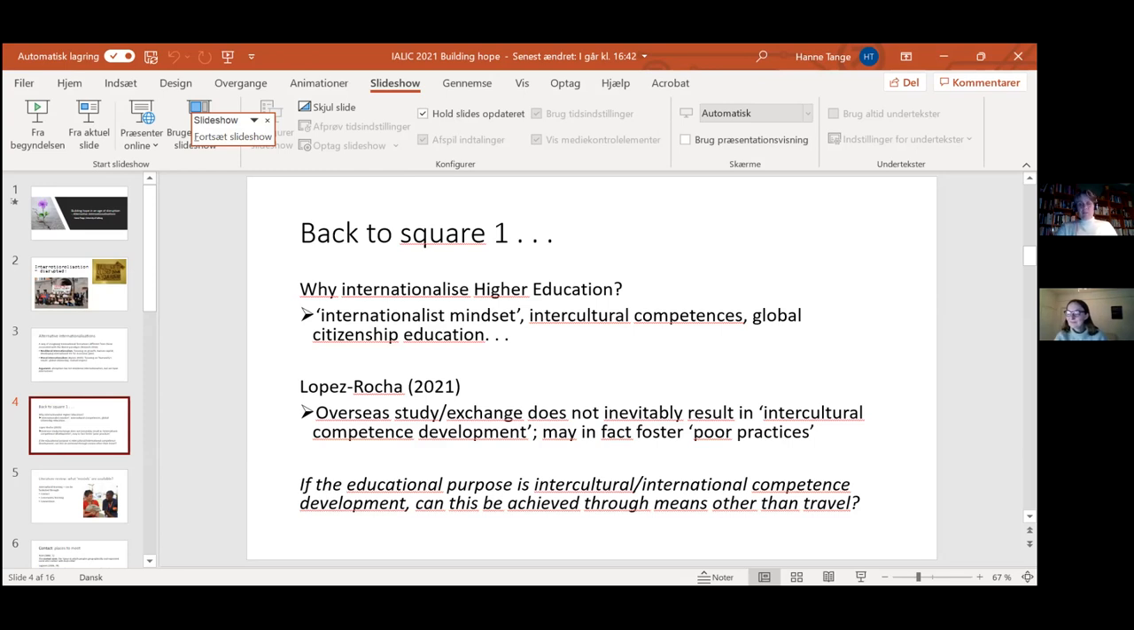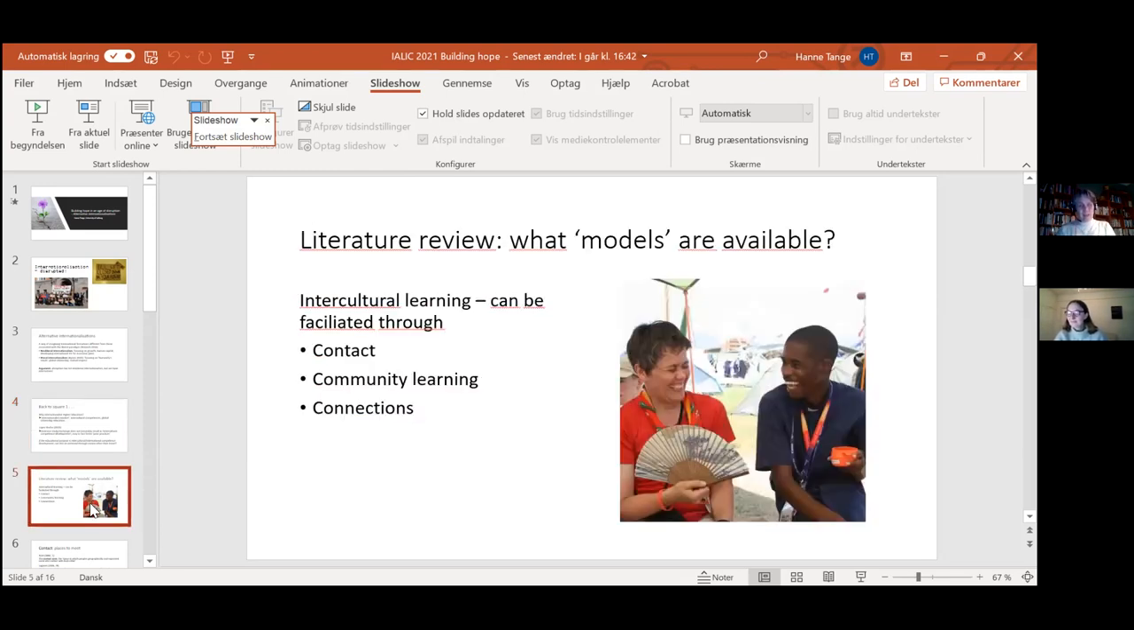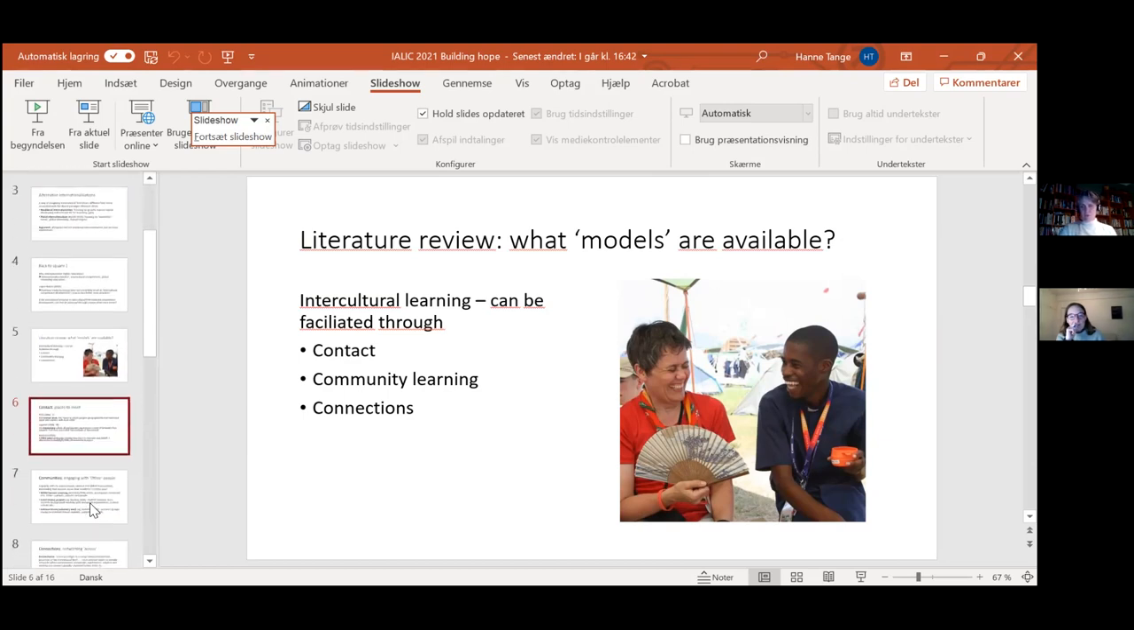This is where it becomes a bit conceptual, I'm afraid. I cannot present as much analysis as in the previous paper because I'm really still in the thinking process. Looking at the literature, I found three core concepts that I think are useful here: contact, community and connections. I'll just run through what I mean by those.